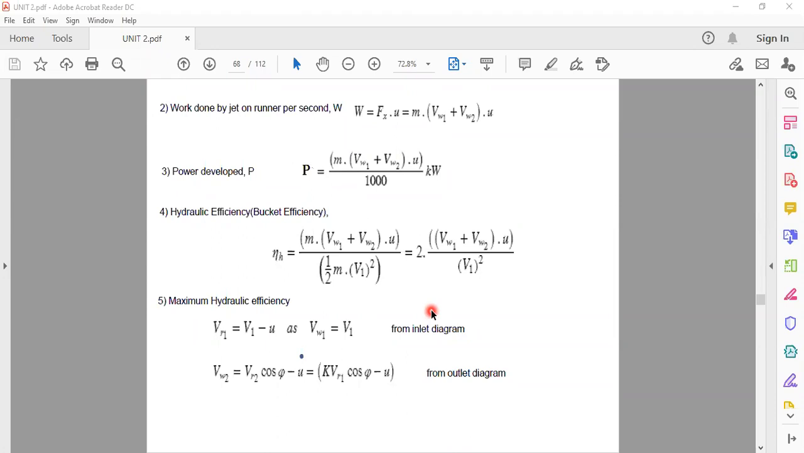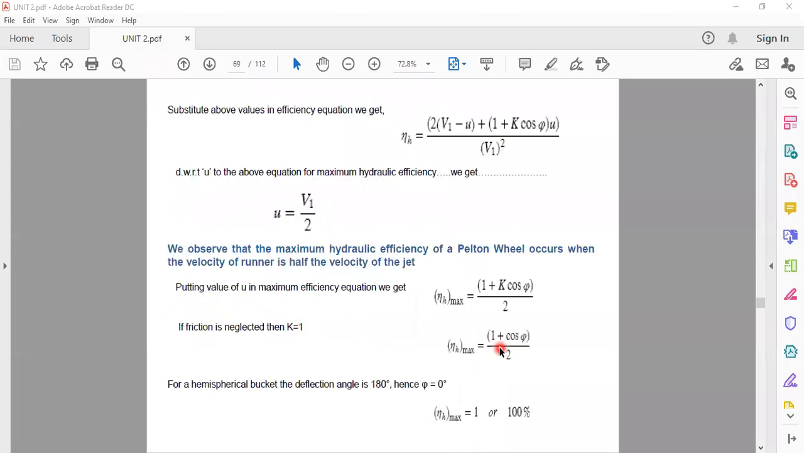upon half m V1 square, equal to 2 into (VW1 plus VW2) upon V1 square into U. So maximum hydraulic efficiency we have calculated from the diagram when U equal to V1 by 2. So we observe that maximum hydraulic efficiency of a Pelton wheel occurs when the velocity of the runner is half of the velocity of the jet.